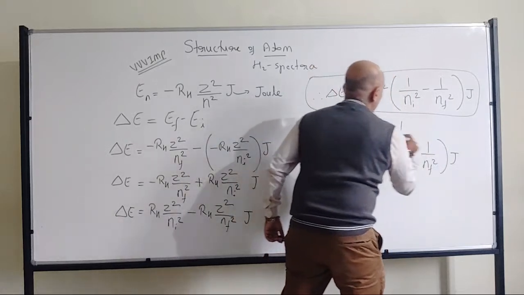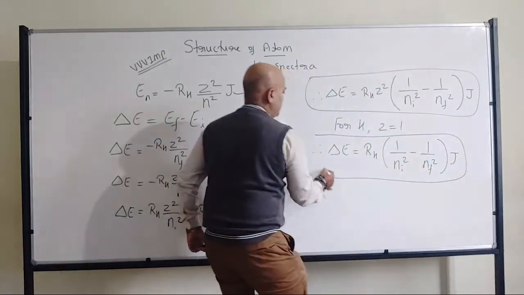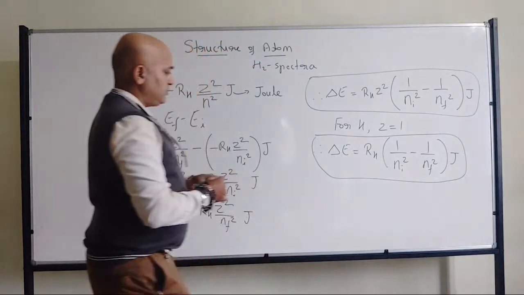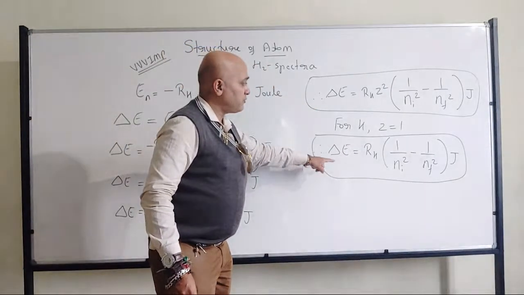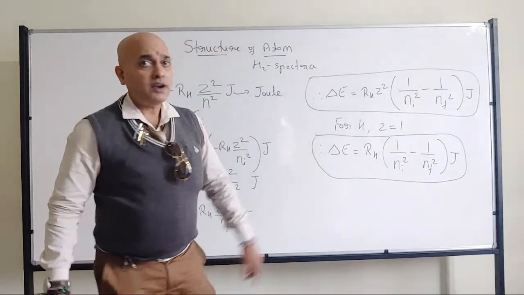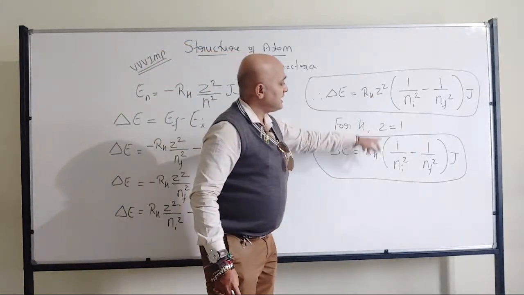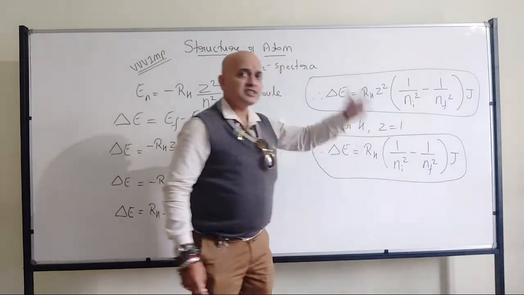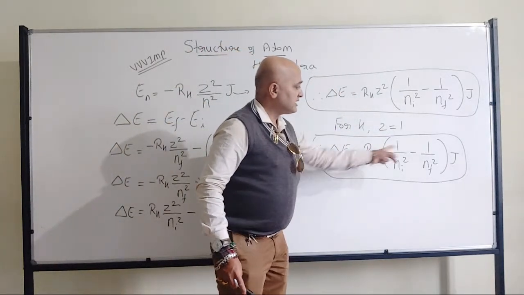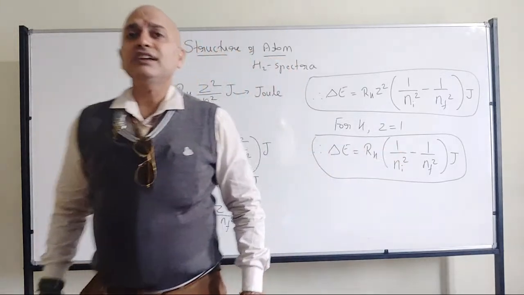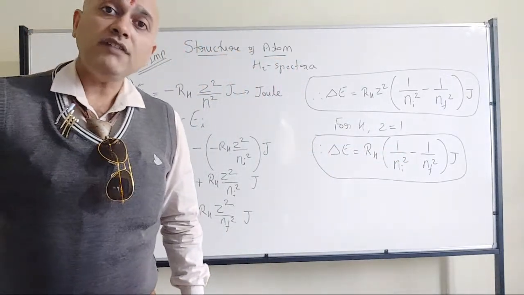This is a more appropriate or specific equation for hydrogen only. That is for any element, but this is for hydrogen. So what happened to Z? Z is 1 for hydrogen, so 1 square is nothing but 1 only. So no need to mention it here, so directly I have written this equation. All of you have understood?